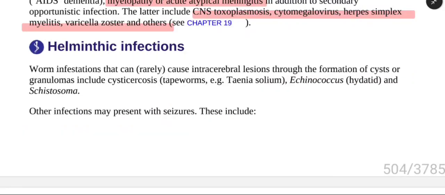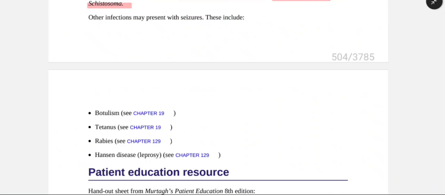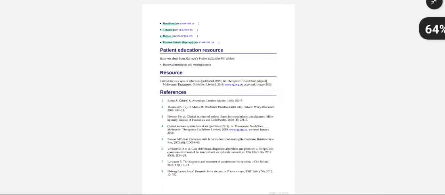Worm infestations can occur that could include tapeworms, Taenia solium, Echinococcus, that is hydatid, and Schistosoma. Some other infections that present with seizures include botulism, tetanus, rabies, Hansen disease, that is leprosy. Here comes the end of the chapter.